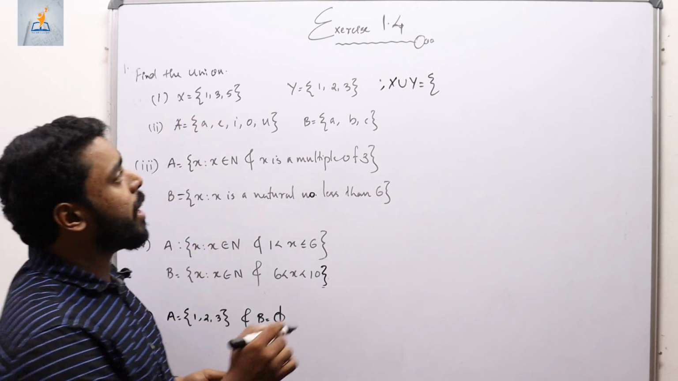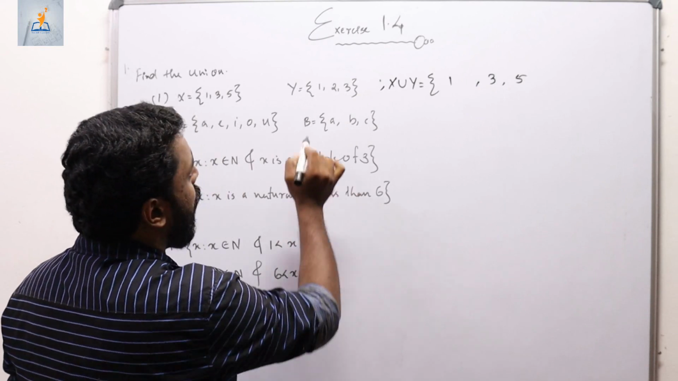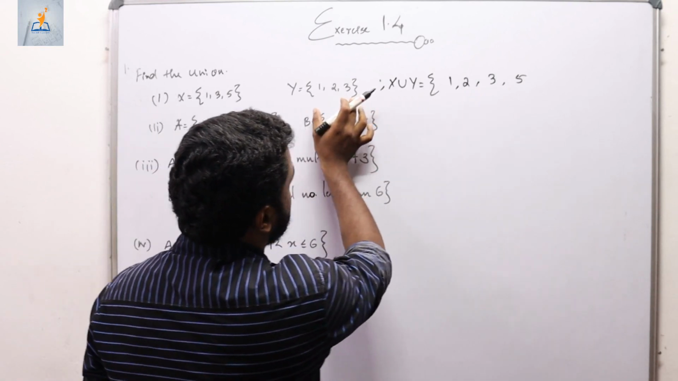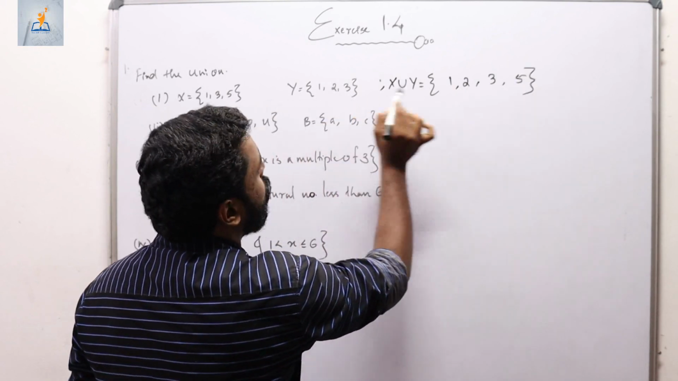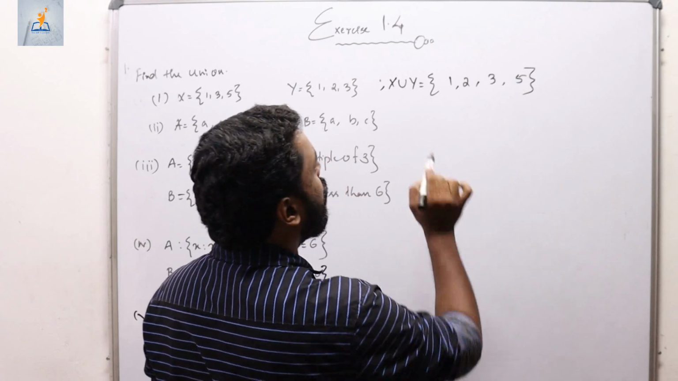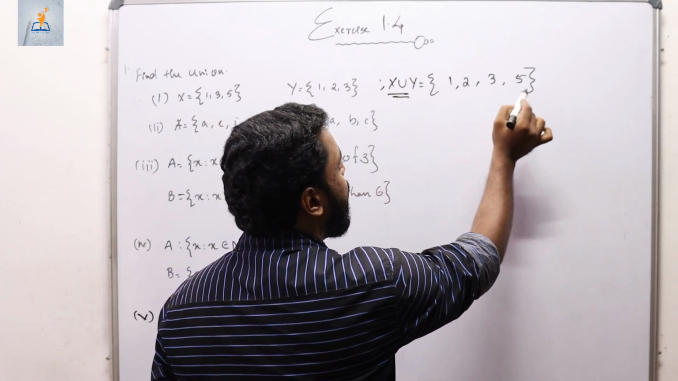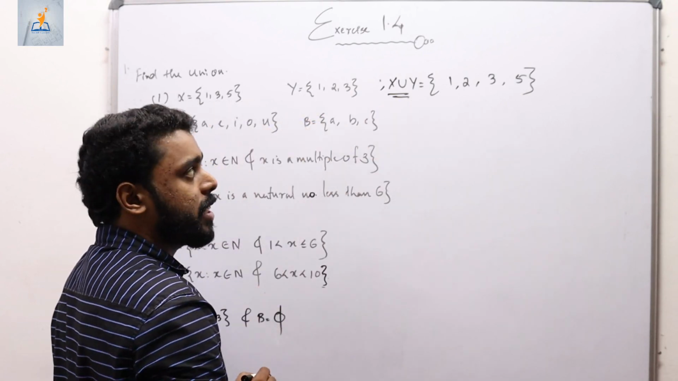So here we have 1, 3, 5 in set X, and in the set Y we have 2 in addition. 1 and 3 are already written here. So in addition we have 2 only. So we added 2 to the union to get X union Y. Every element in this set belongs to either X or Y, isn't it?